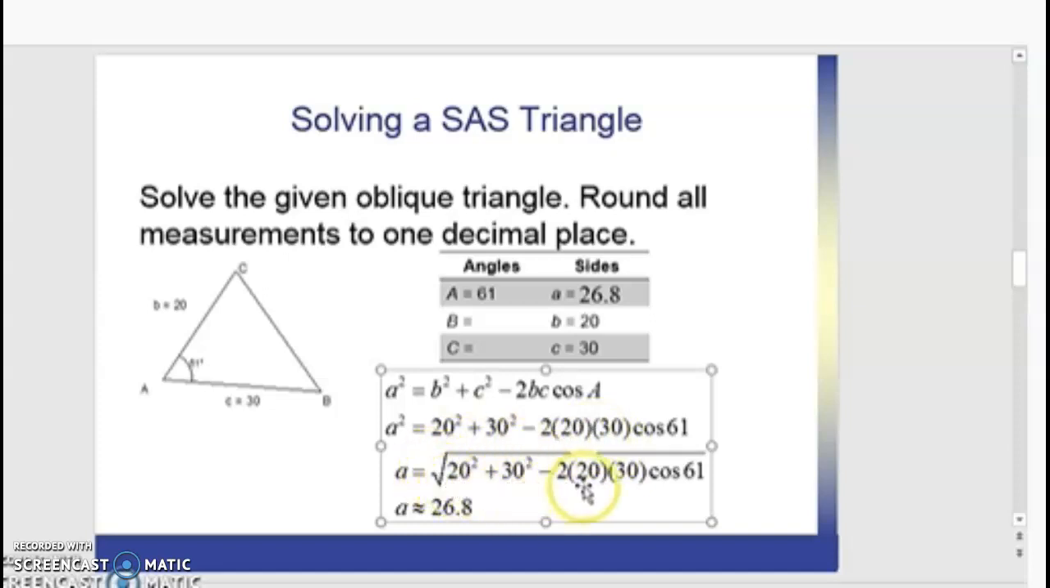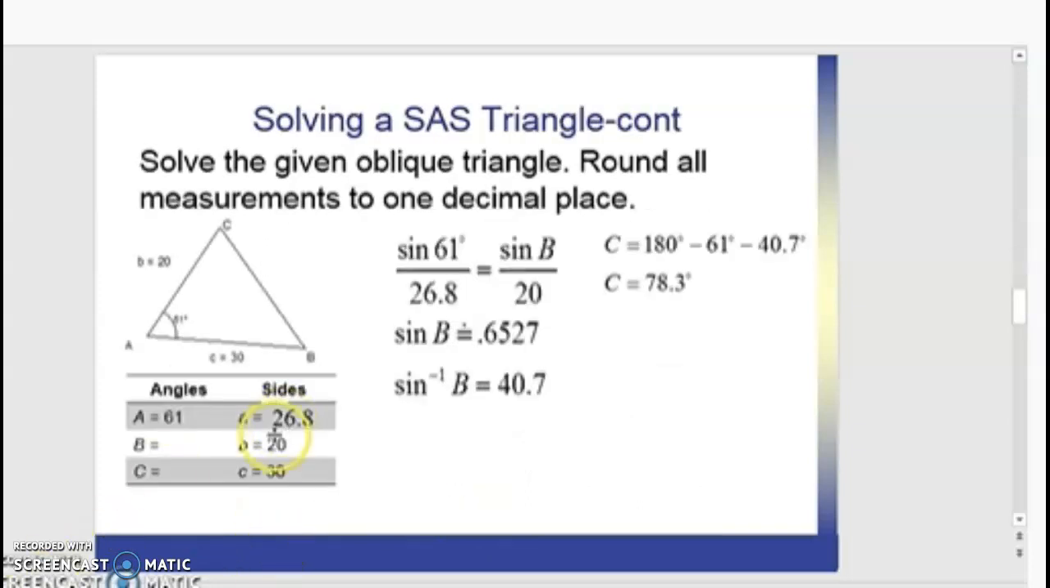After you get an answer for this portion, for the right-hand side of your equation, you want the length of side A, not A squared. So remember to take the square root, round to one decimal place. We get a nice, pretty accurate answer for A, and that is A equals 26.8. And that is rounding the final answer only to one place behind the decimal.